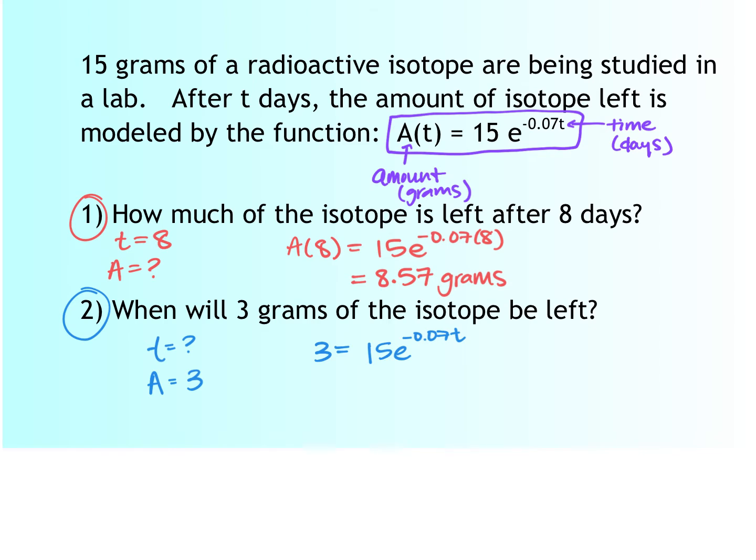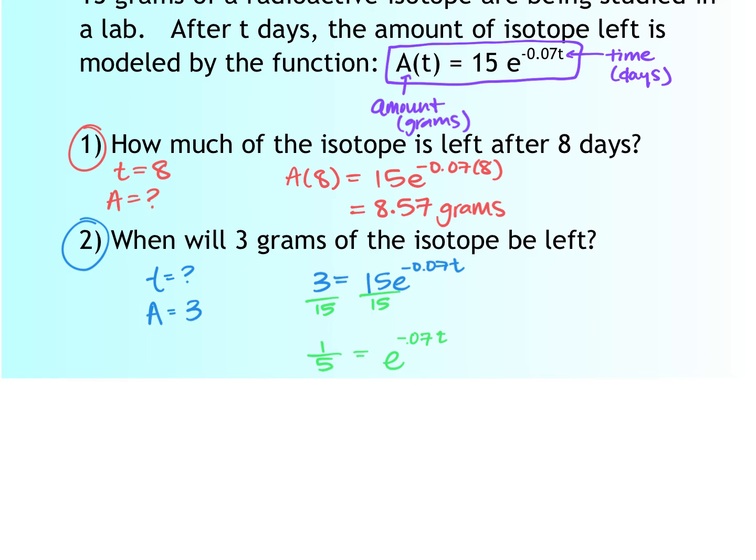My first step in getting T isolated by itself is to divide both sides by 15. 3/15 is going to simplify to 1/5, taking out a common factor of 3. I'm left with e to the power of negative 0.07t. I'm going to switch this into log form by taking that base of e and moving it over to the other side. Log base e can be written as the natural log. So I get the natural log of 1/5 is equal to negative 0.07t.